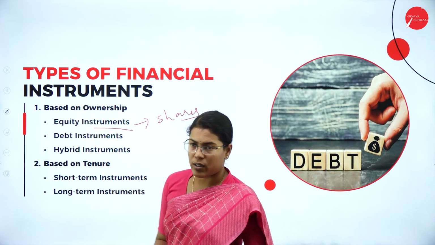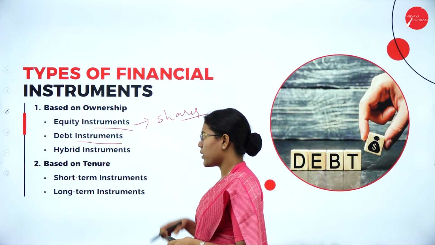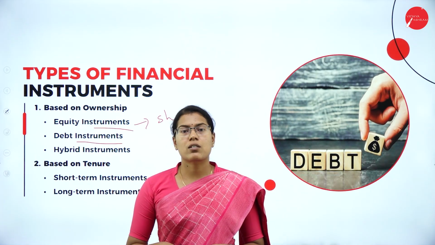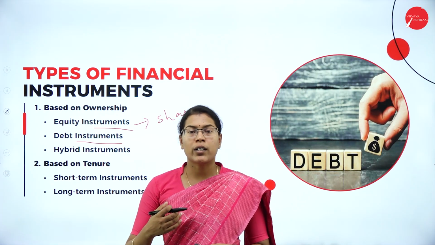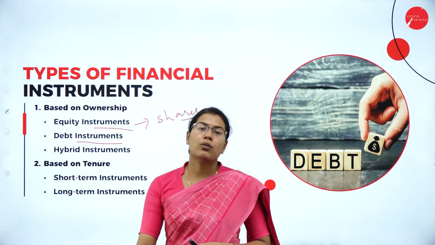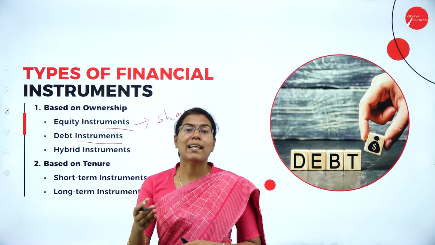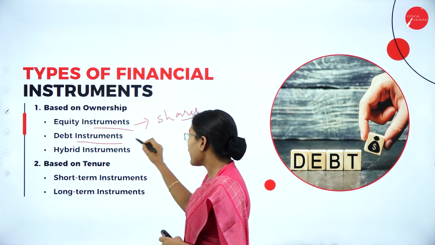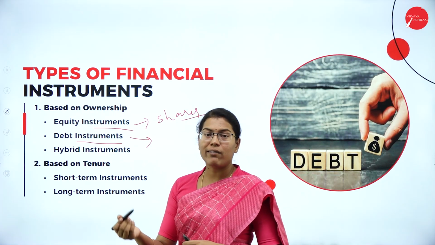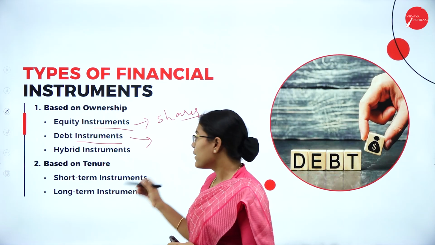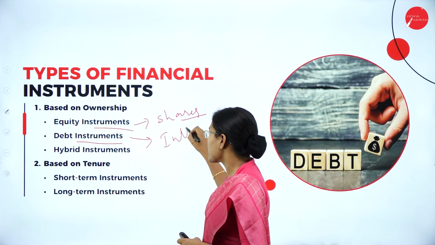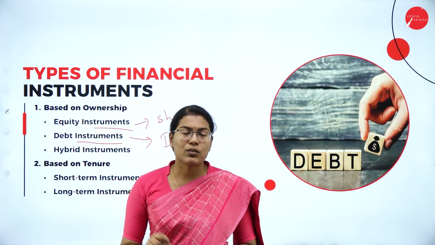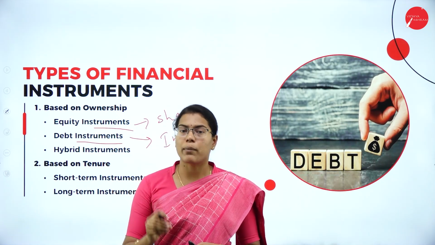Next we have debt instruments. Debt instruments are the securities issued to the investors for the money lent by the investors to the company. The investors who have lent the money are entitled to get interest on their investment, that means the interest for the loan that they have lent to the organization. These include various kinds of bonds and debentures.